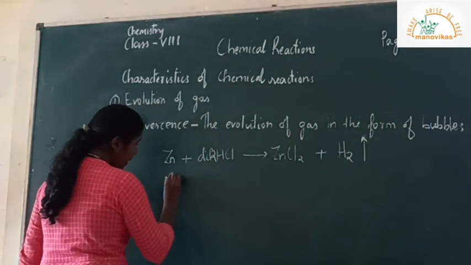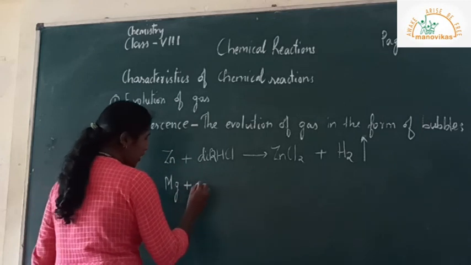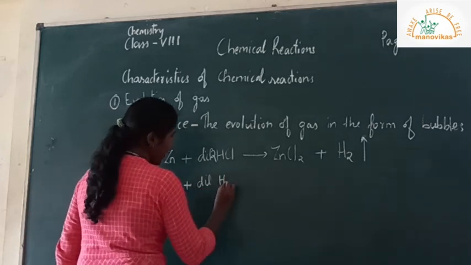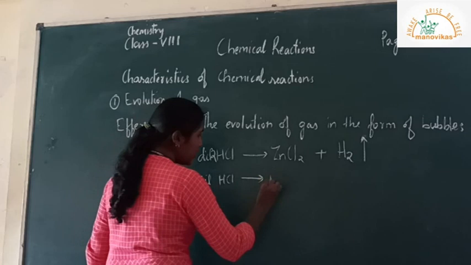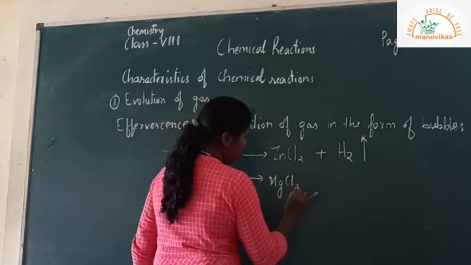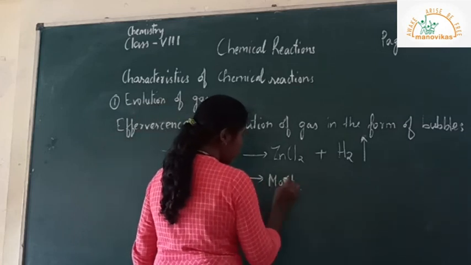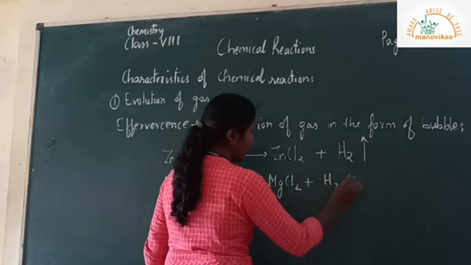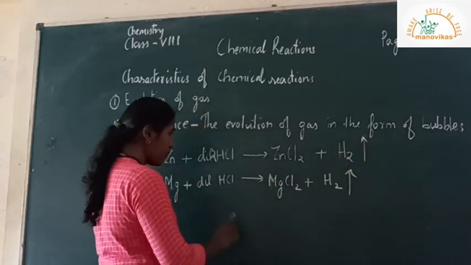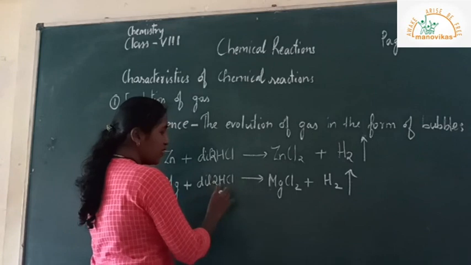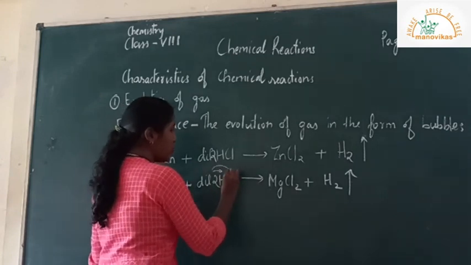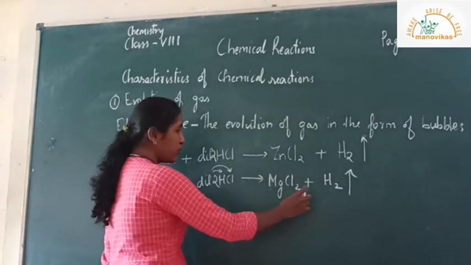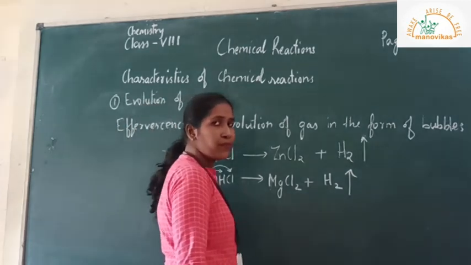Similarly, we can check with Mg. When magnesium is made to react with HCl, what we are going to get is magnesium chloride, that is MgCl2, plus hydrogen gas will be evolved out. So again, we need to balance it. This 2 is applicable for both. Okay, so chlorine is also 2, hydrogen is also 2.